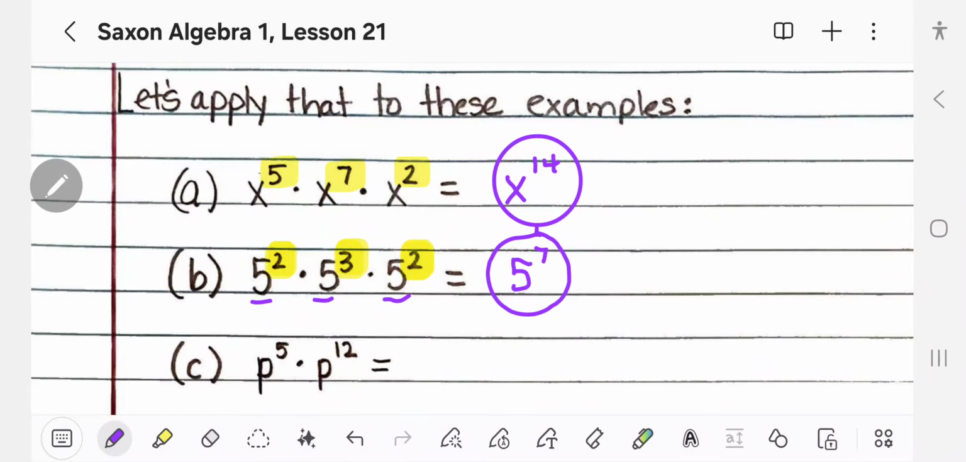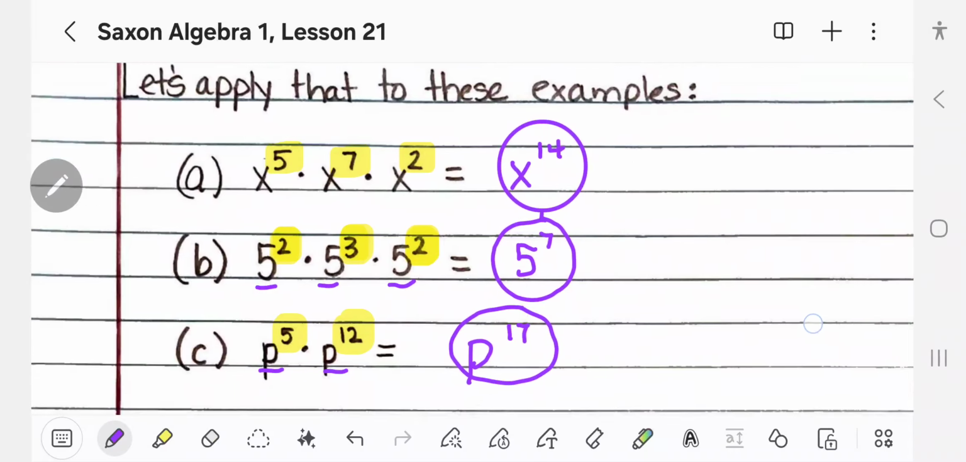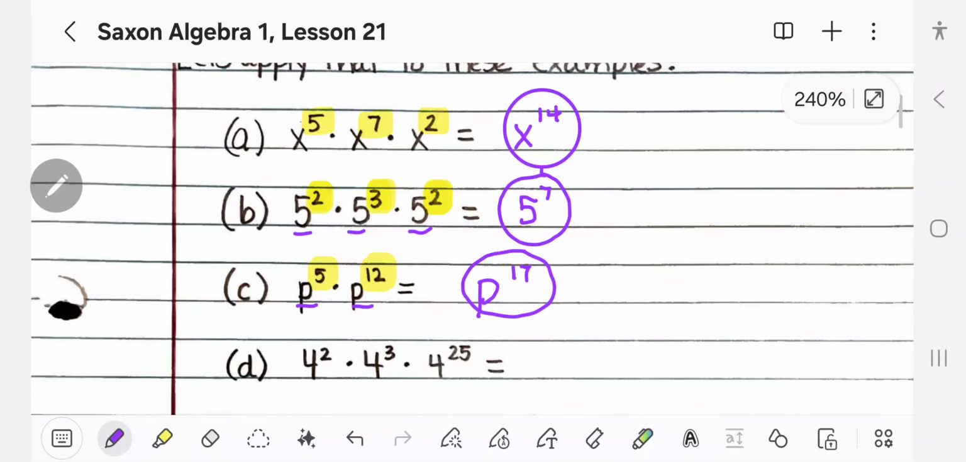p to the 5th times p to the 12th. What are we multiplying? p's, that's what the base is. All of these, the base is p. And how many do I have? I've got 5 p's and then 12 more, all being multiplied by each other. So that's p to the 17th. And then the last one here, all of these, the base is 4. So the base is still going to be 4. How many do I have? Well, 2 plus 3 is 5, plus 25 more would be 30. So that would be 4 to the 30th.